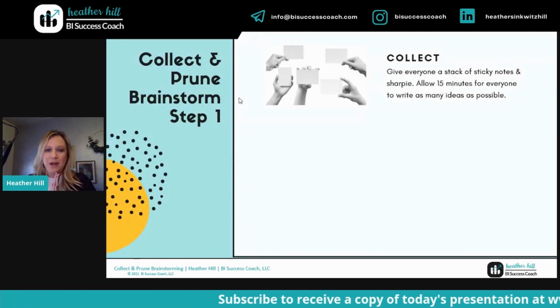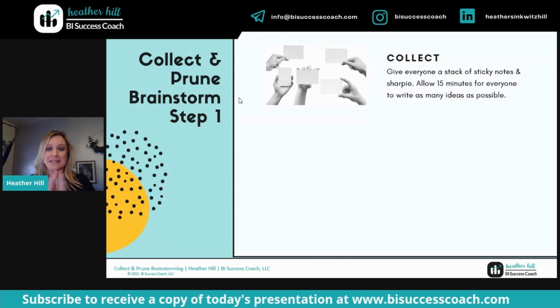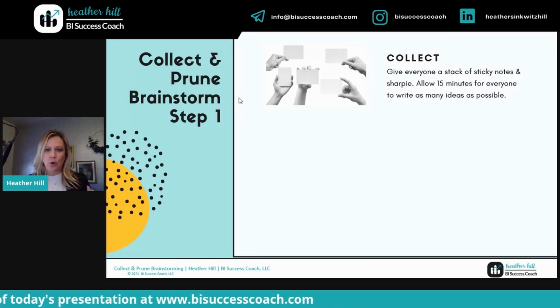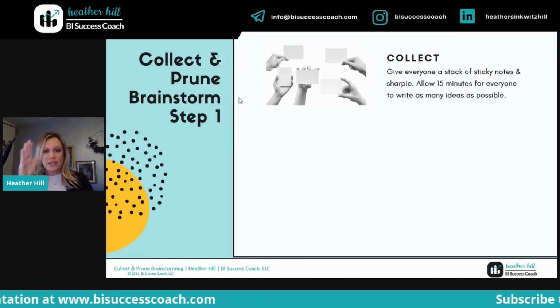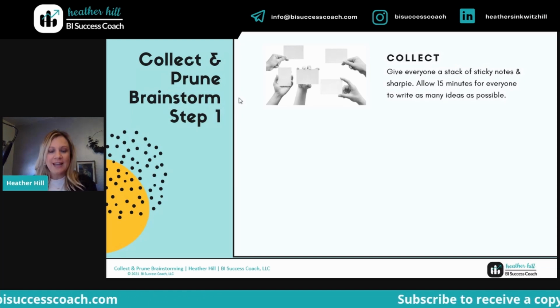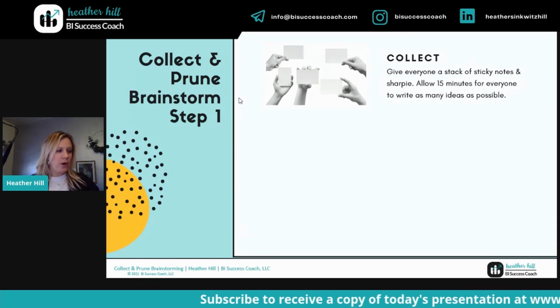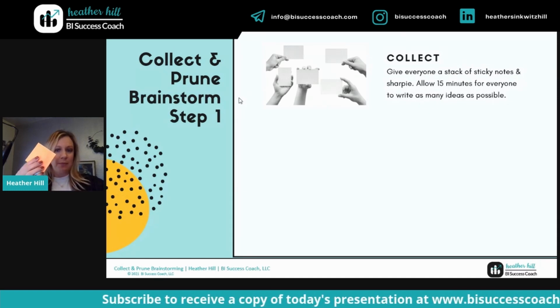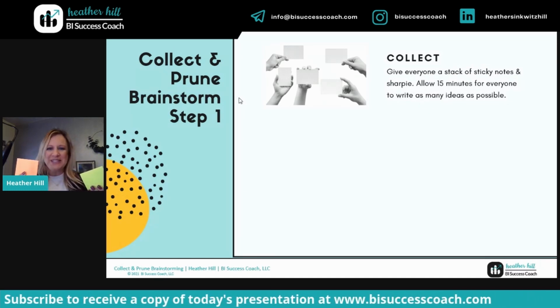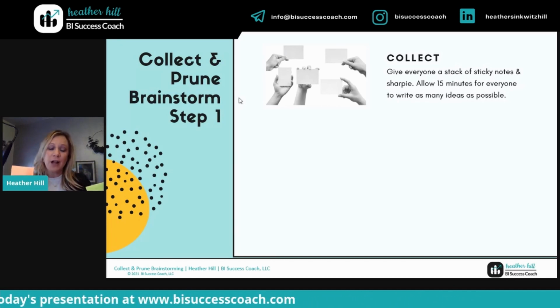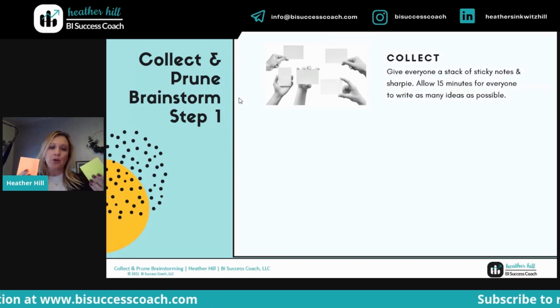So step one of our Collect and Prune brainstorming is obviously to collect. This is where we're going to use our divergent thinking. We're going to use our creative brain individually to come up with our ideas. So what we want to do is hand out, my favorite thing, sticky notes to everyone in the room. You can do different colors per person if you have enough colors. It's not super important, but you can.